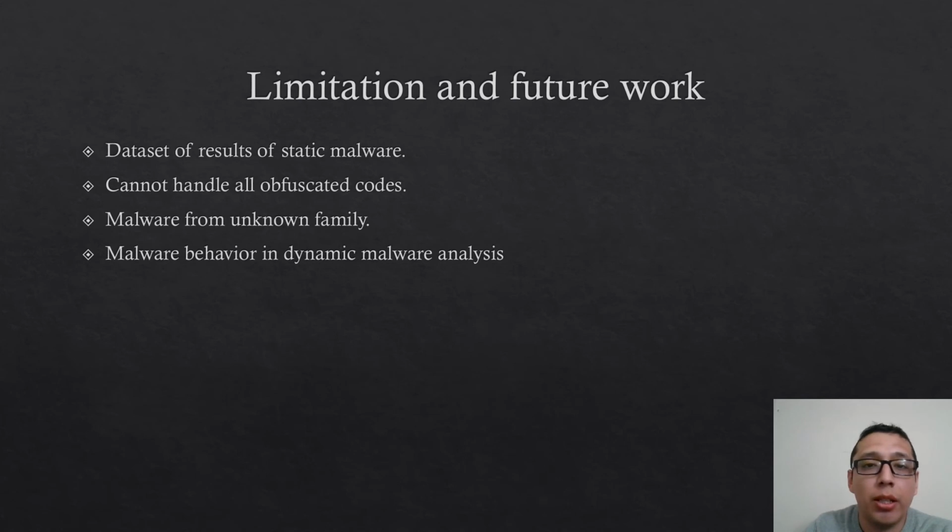Here are the limitations and future work. The neural network used a dataset from the results of a static malware analysis. There are ways to obfuscate code that the network cannot handle. The appearance of malware from unknown families was not considered. And in dynamic malware analysis, malware behavior during execution can be extracted.